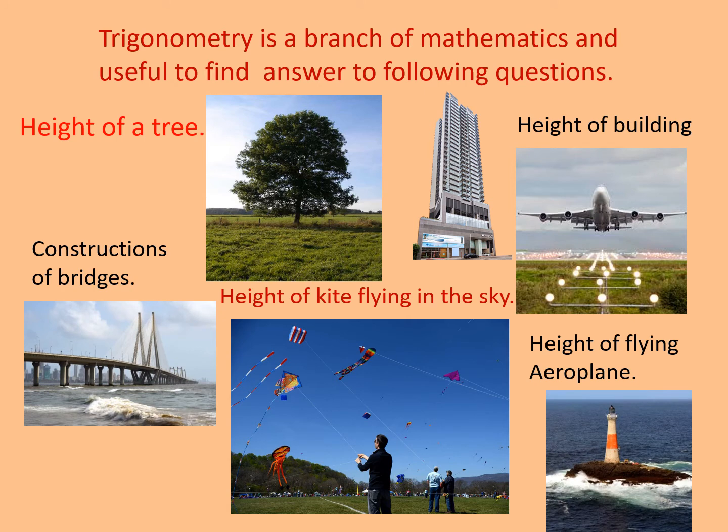Then you all might have heard about a lighthouse. A lighthouse is there for observing the sea, which is coming up and down. So you can also find out the height of the lighthouse, and also how far the ship is. The distance between the ship and the lighthouse can also be found out with the help of trigonometry. So it is also very useful for finding out the distance between two objects.